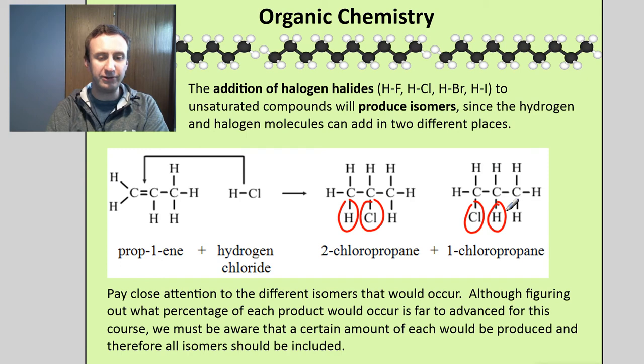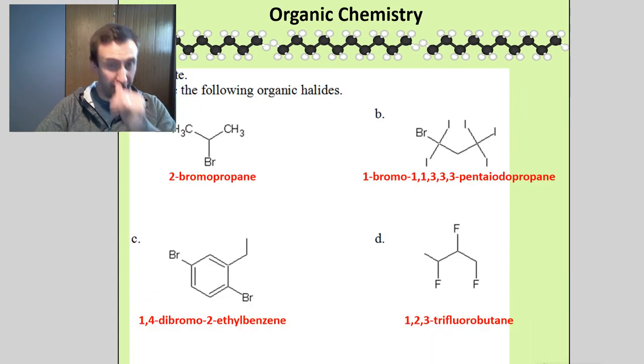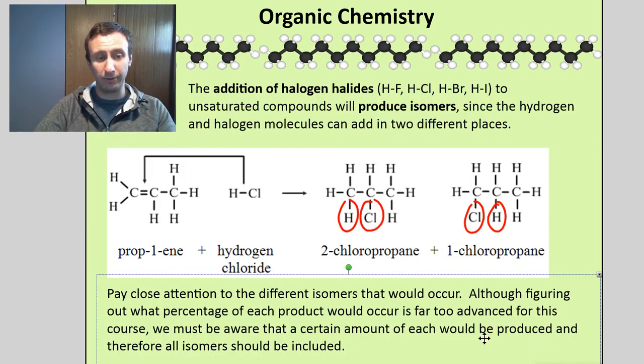So pay close attention to the different isomers that would occur, although figuring out what percentage of each product would occur is far too advanced for this course. We must be aware that a certain amount of each would be produced, and therefore all isomers should be included. So we have to draw them all.